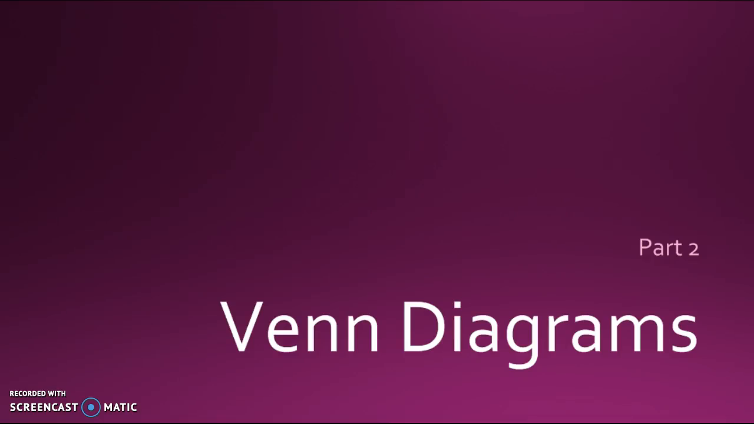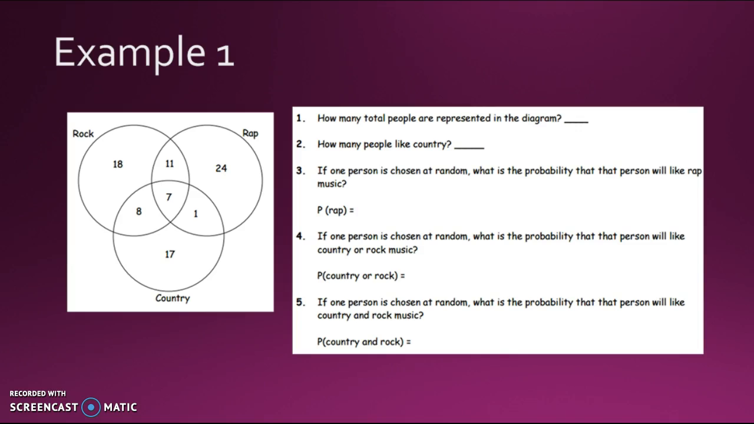For this video, we're going to continue looking at Venn diagrams, but look more at some of the triple Venn diagrams and creating your own of those. So to start with, I have this Venn diagram, which looks like it's got different types of music. So we got rock, rap, and country, and it's already filled in for us.